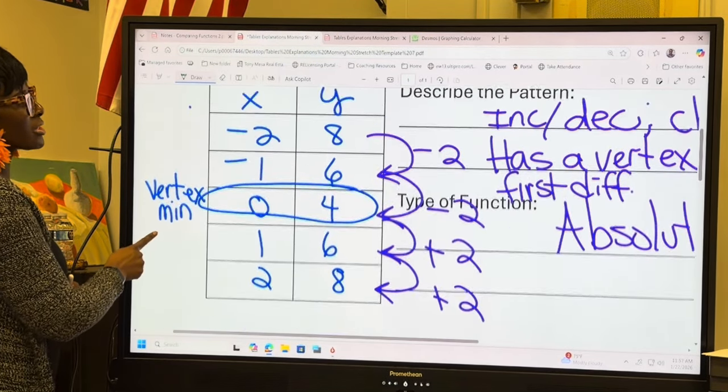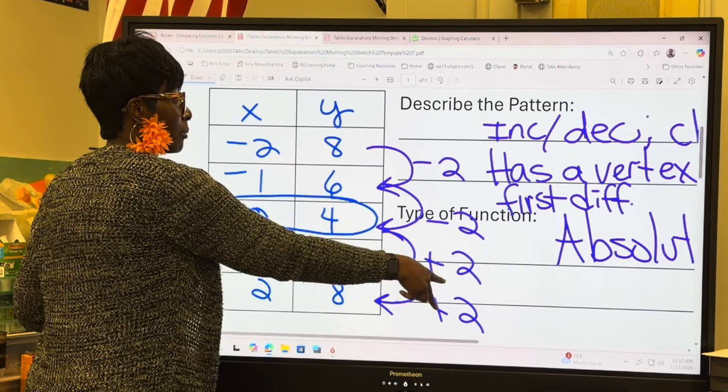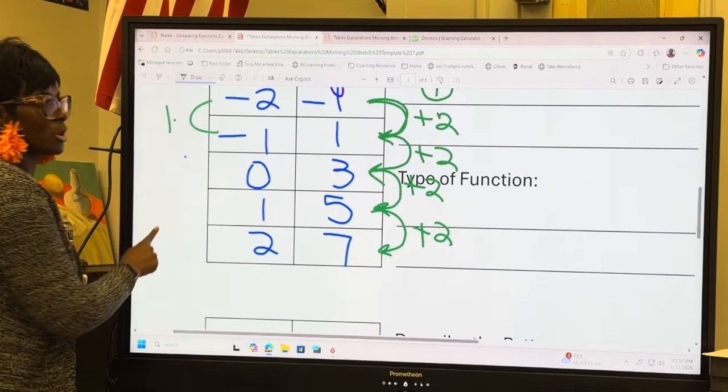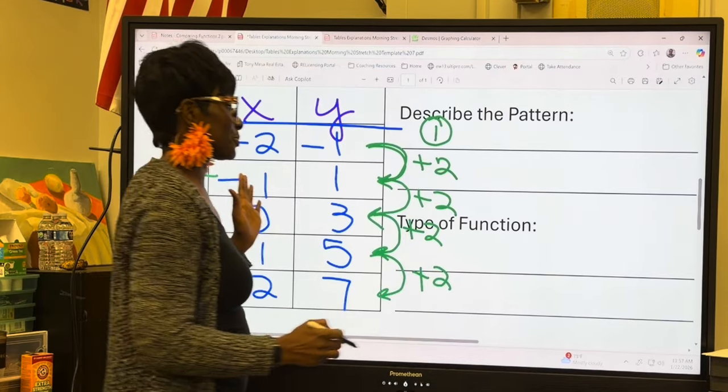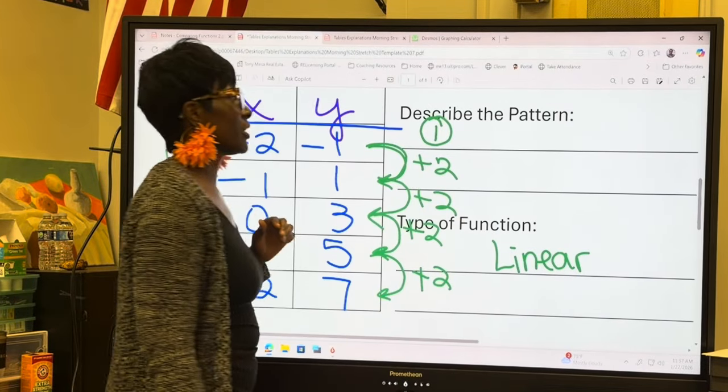What was my difference here? It was -2 and what? +2. Here, it is just what? 2. Is everybody with me? Yes? All right, so what is this function? Linear. It is linear. It is a linear function.